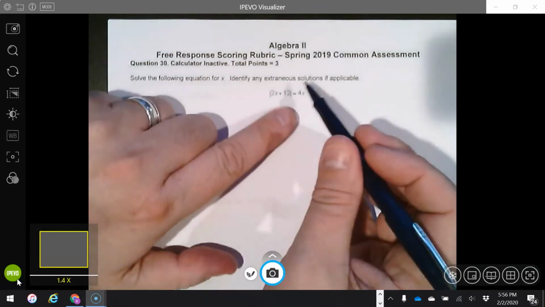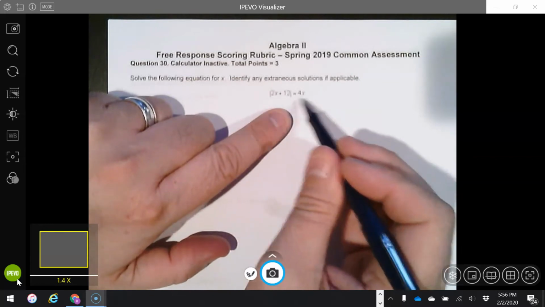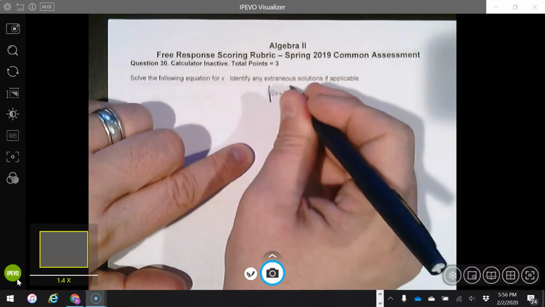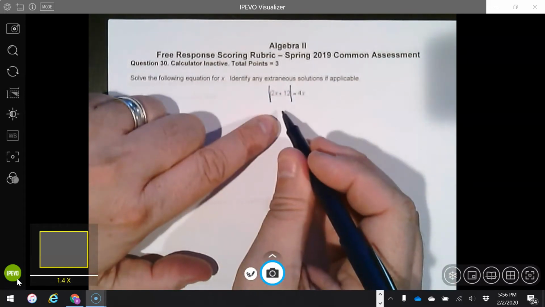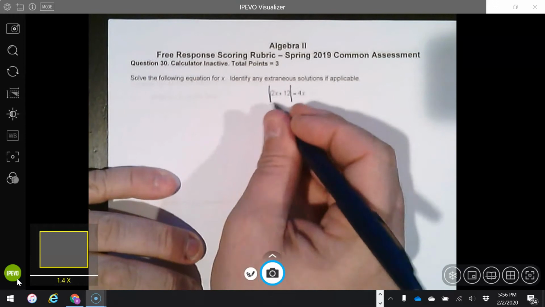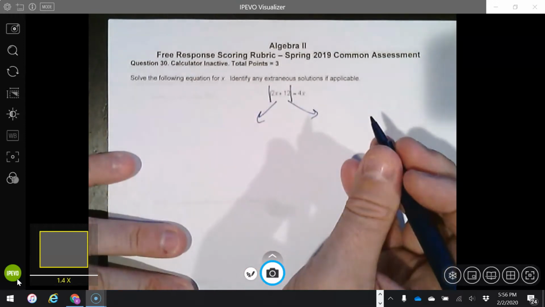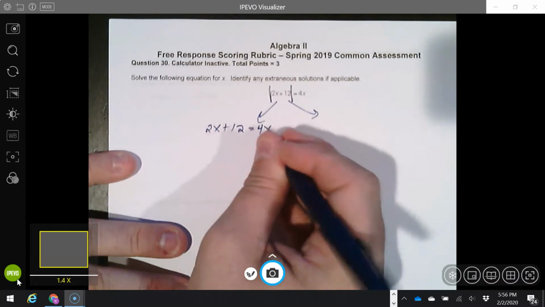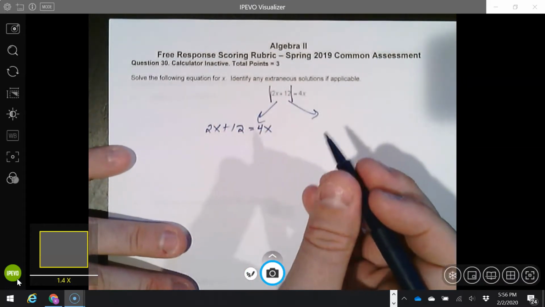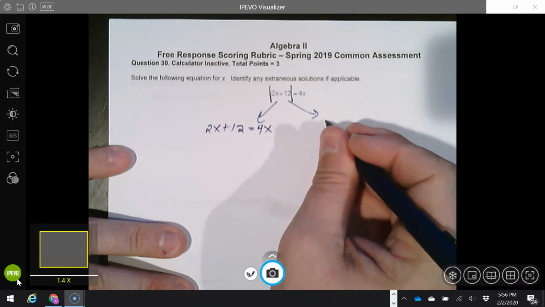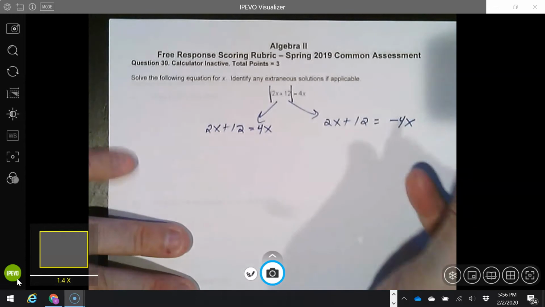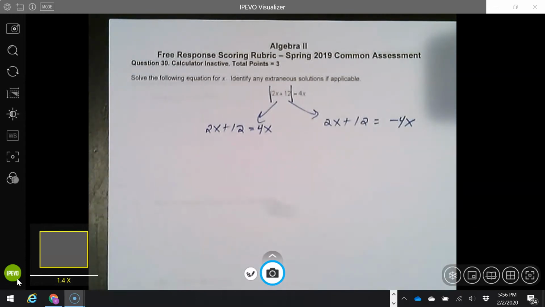So let's see. We've got the absolute value of 2x plus 12 equals 4x. Because we have the absolute value all by itself on the left-hand side, what we're going to do is split this into two different equations. The first equation is going to be 2x plus 12 equals positive 4x. And then the next one that we're going to consider is 2x plus 12 equals negative 4x. That is the other equation that we want to consider.